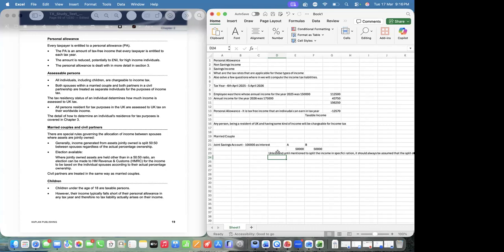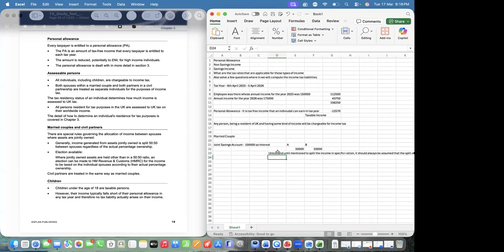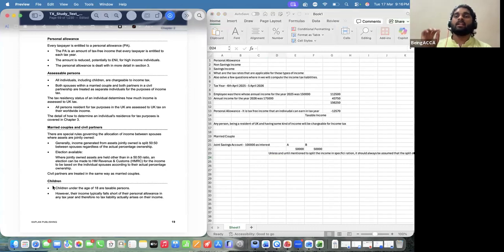Civil partners are people who belong to the LGBTQ community who are not married, but they should be treated the same as married couples. Next, this is something I've told earlier as well. Children, irrespective of the age, if they have any income, will be considered for income tax liability.